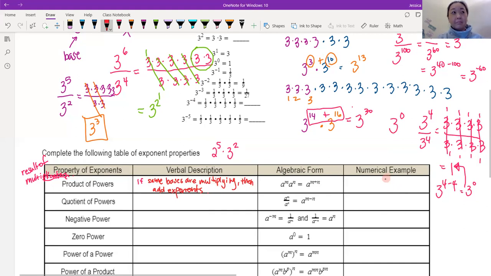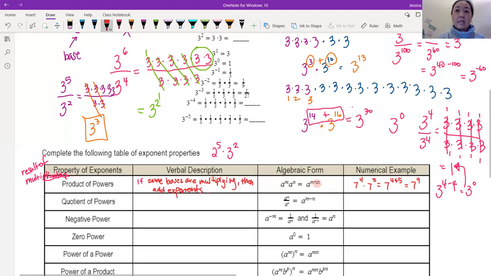Numerical example. Pick any number. Let's try 7. So 7 to the 4th power times 7 to the 5th power. What is that going to equal? It's going to be 7. How many 7s are we actually multiplying all together? 9 of them. I'm just going to write it out completely. Normally you would not do this middle step. I'm just showing you so that later you don't forget it.